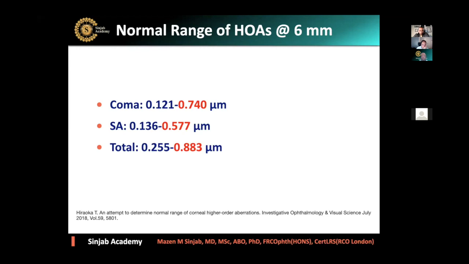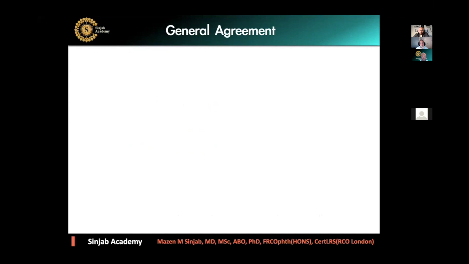at this study showing that the normal range of coma is up to 0.74 microns, which is very high. The spherical aberration is up to 0.57, and the total aberrations is up to 0.8. This is the normal range according to this study. So it's very important to depend on studies related to your population before studying the maps. But in general, there is a general agreement.